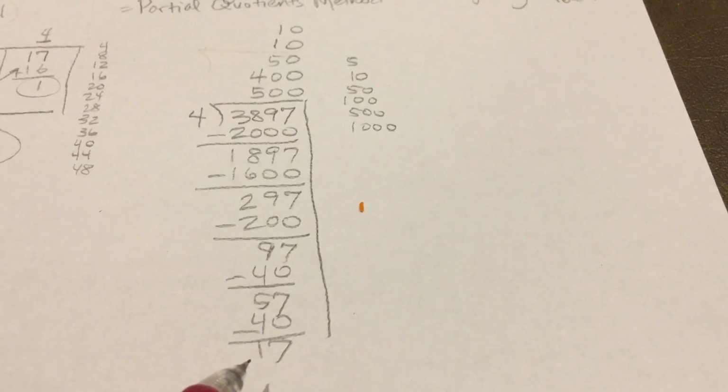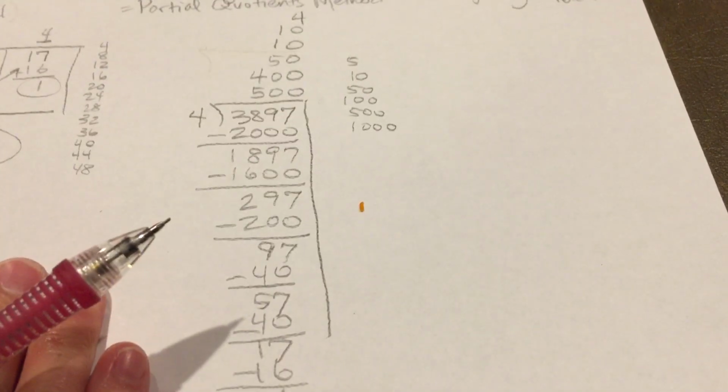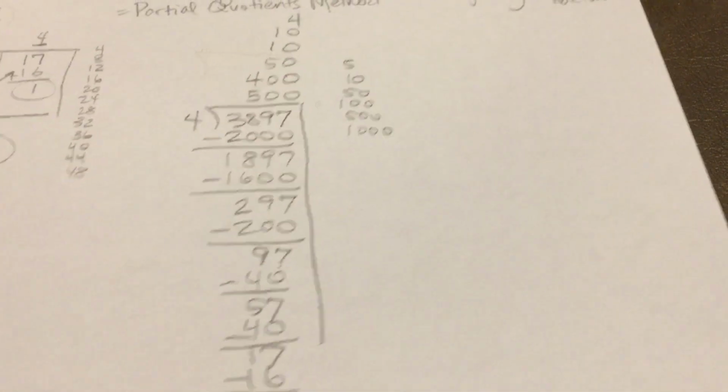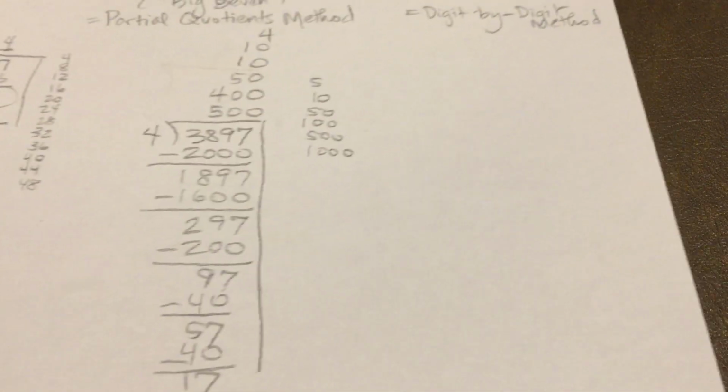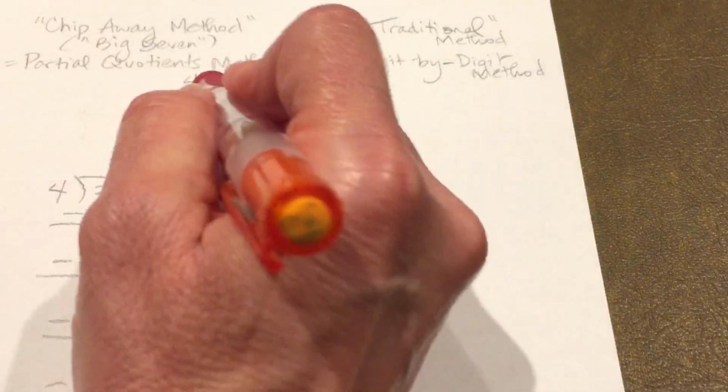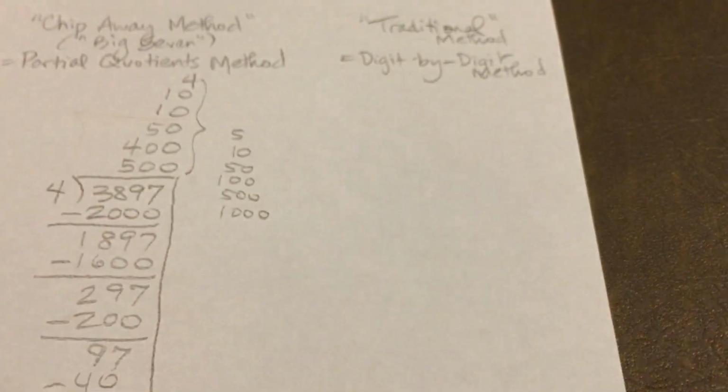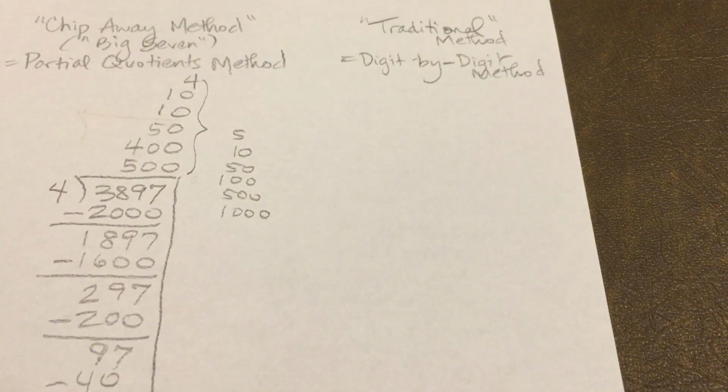And then I'm once again finally at that spot where I say, oh, that's a fact I recognize. If I do 4 more 4s, I'll get 16 with 1 left over. Now you can see this is a paper-consuming method, but some students like this method. It sort of makes sense to them. They get to just choose numbers and chip away at it.